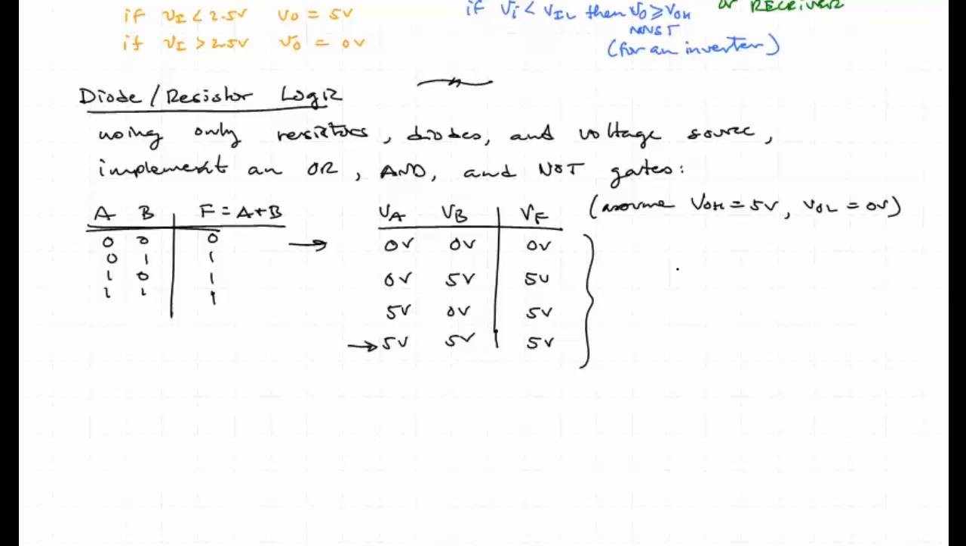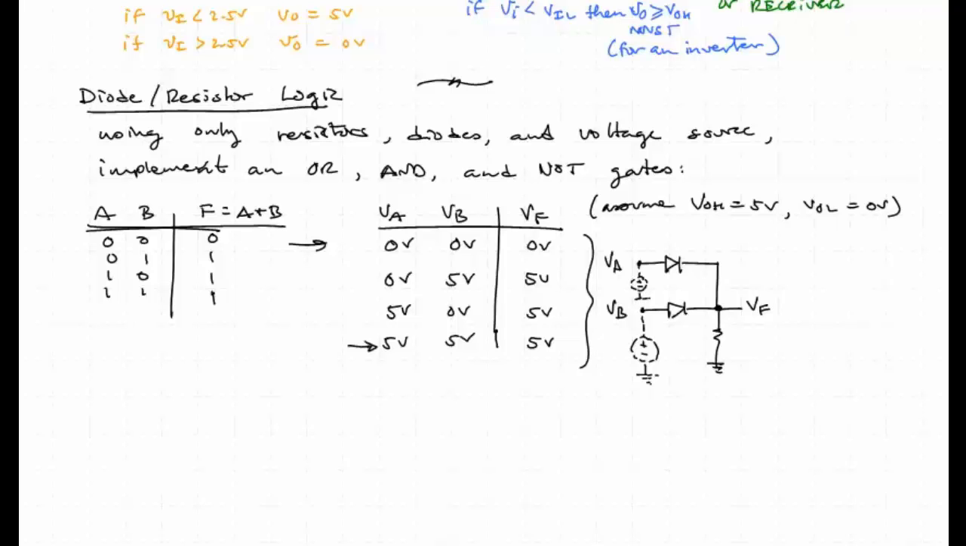Now let's look at how we might implement this OR gate with just diodes and resistors. Consider this circuit here. I'm drawing VA and VB. This implies that there's a voltage source tied between that node and ground, having a voltage VA and a voltage VB. Okay, but I won't show that.